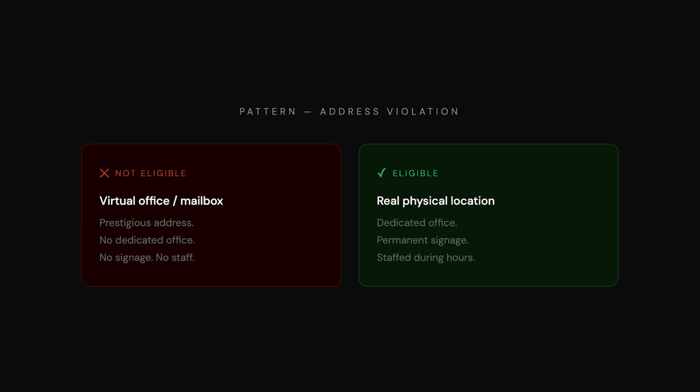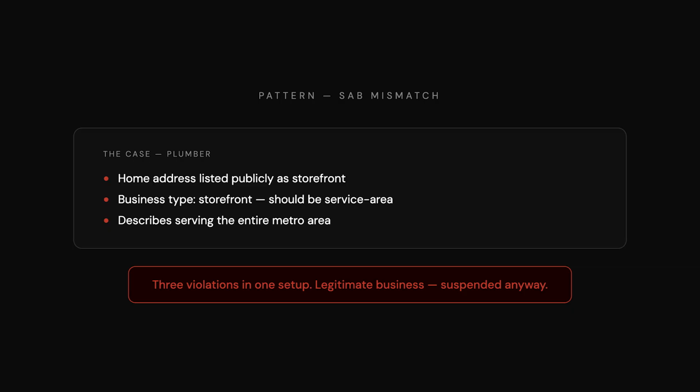Co-working spaces are a gray area, eligible only if the business has a dedicated lockable office with permanent signage visible to visitors, and a hot desk is not enough. Service area business mismatch is also a very common pattern. Plumbers, electricians, HVAC technicians go to customers. Customers don't come to them.